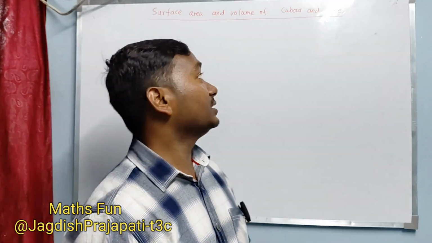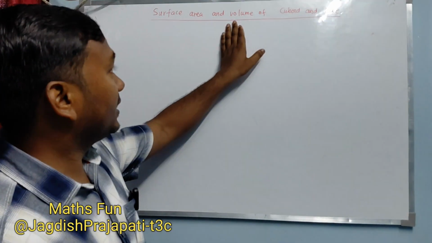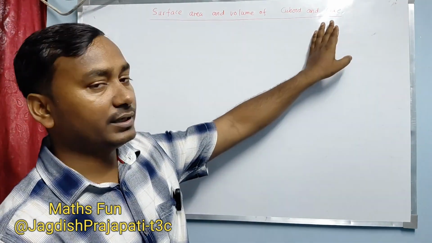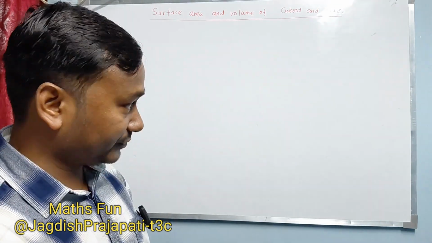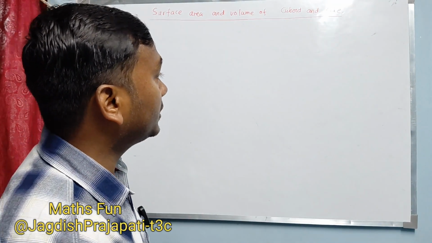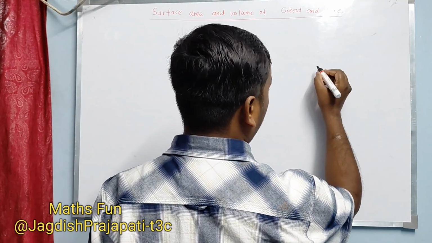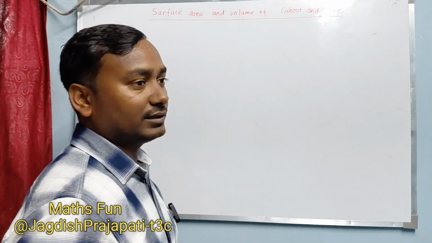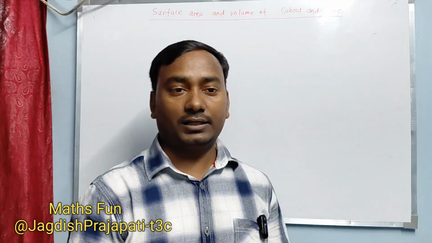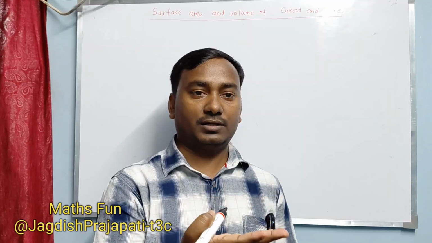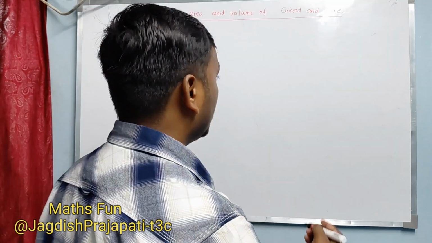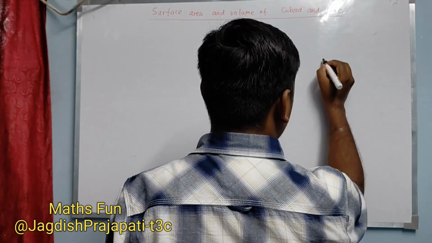So the first I am going to take is the cuboid and cube. So today's topic is surface area and volume of cuboid and cube. So I am trying to draw a pictorial diagram of a cuboid. Cuboid is nothing but just a stack of rectangular sheets. Okay, I will show you. Let me just draw it.